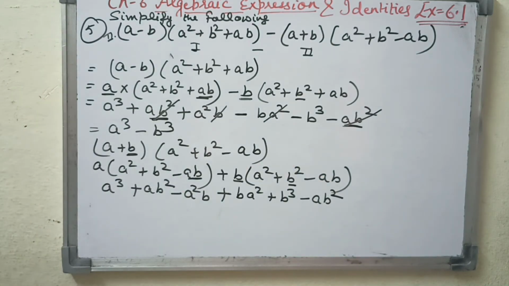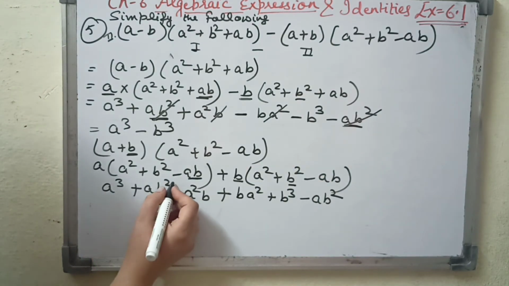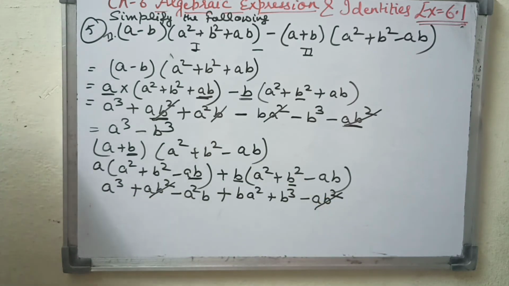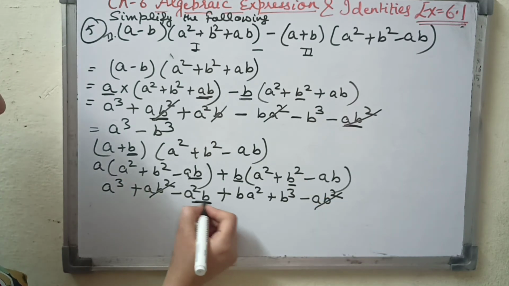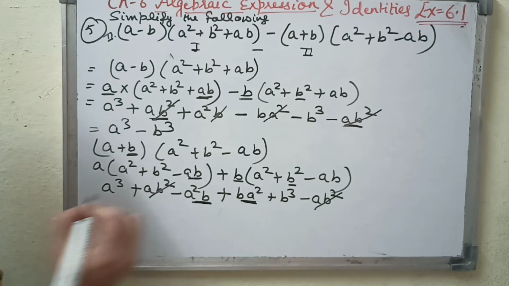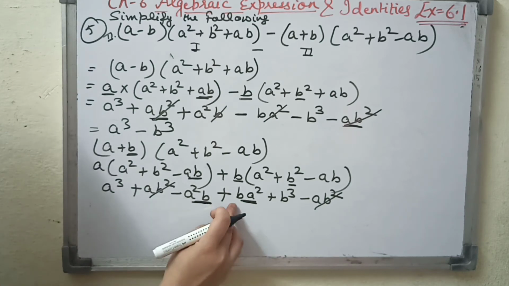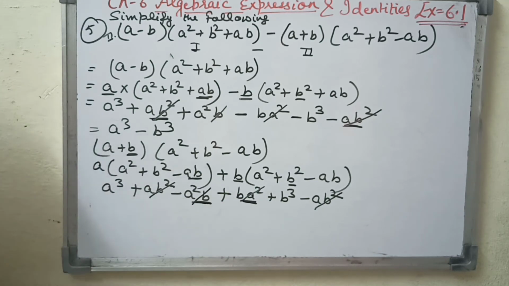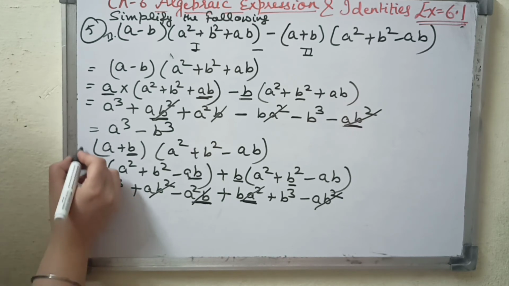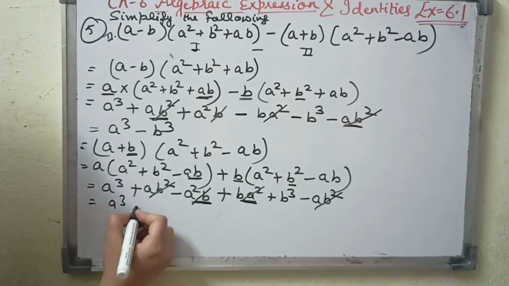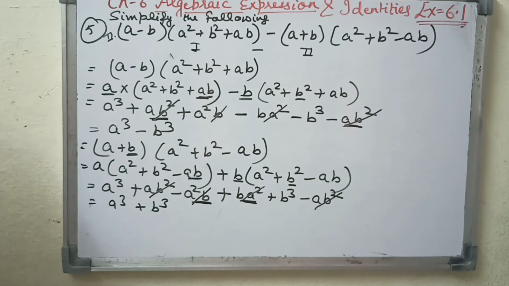Now, again, collect the like terms. Here, ab square, again cancels out with the ab square. And the second term is a square b. This is also a square b. This is minus, this is plus. This again cancels out with this. We are left with the two terms, that is a cube plus b cube.